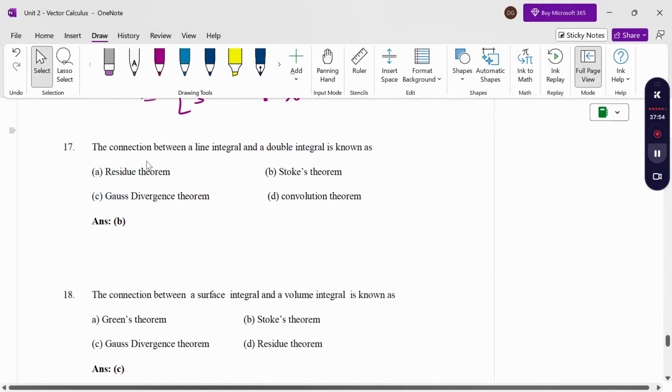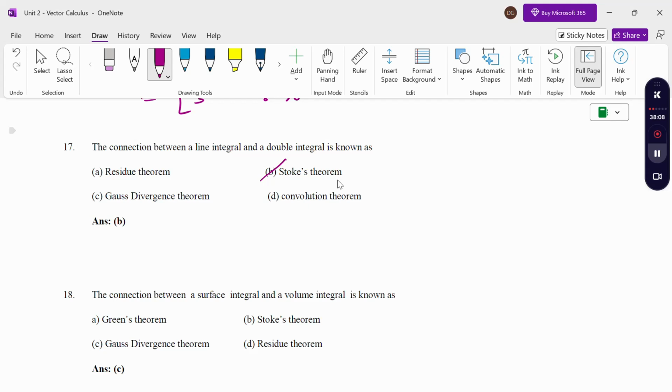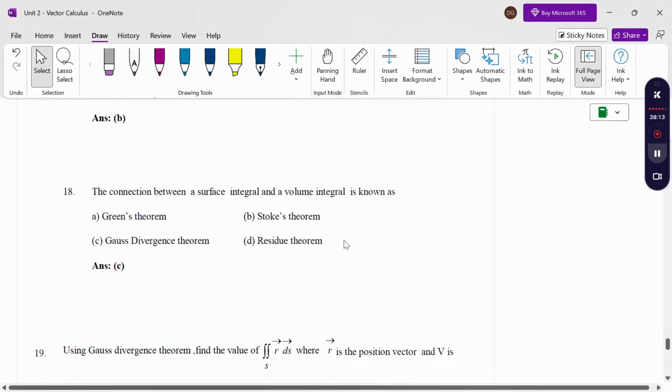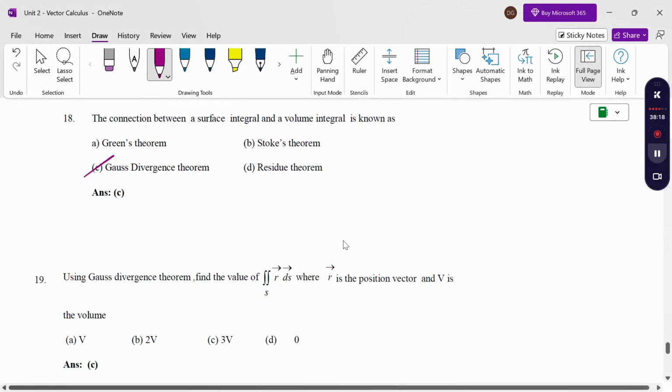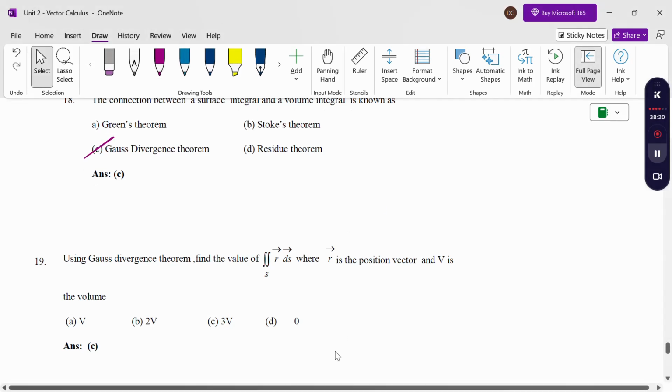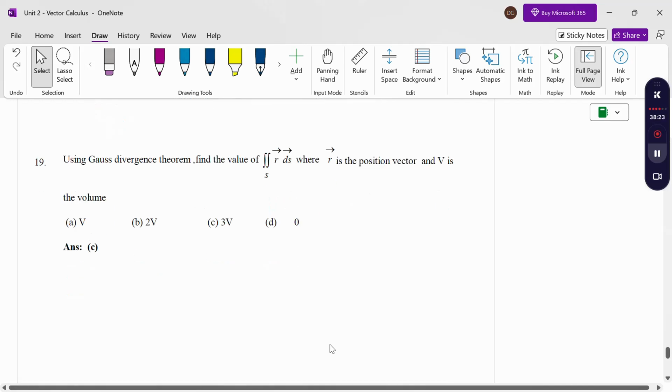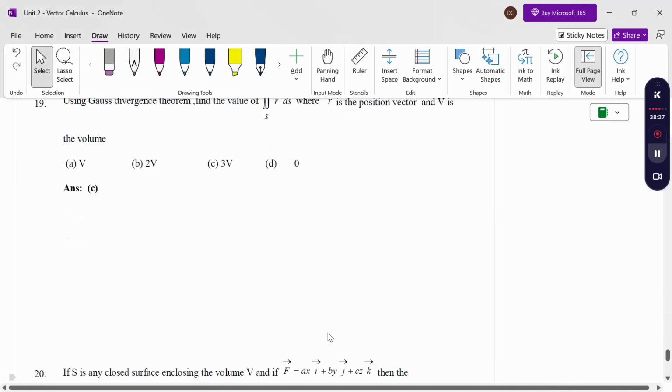Now the connection between the line integral and double integral. So line integral to double integral, then it's Stokes theorem, because integral over C of F dot dr equal to double integral of del cross F vector dot n cap dS. So this is a single and surface. And then the connection between surface and volume, double integration equal to triple integration, the divergence theorem. And using it, find the value of double integral over S of r vector dot dS vector, where r vector is the position vector and V is the volume.